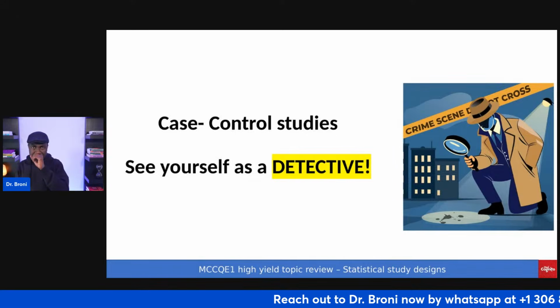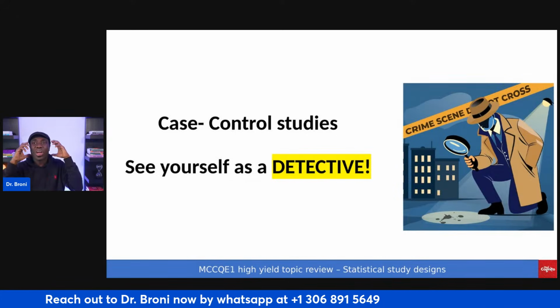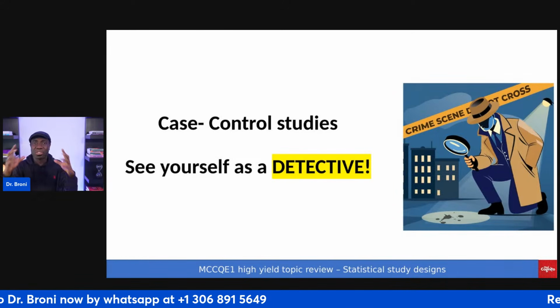Okay, so now let's start with case-control study. In a board exam, when you see a case-control study, think about yourself as a detective.